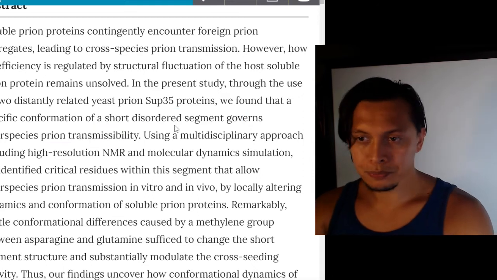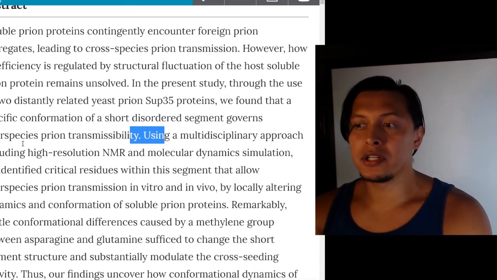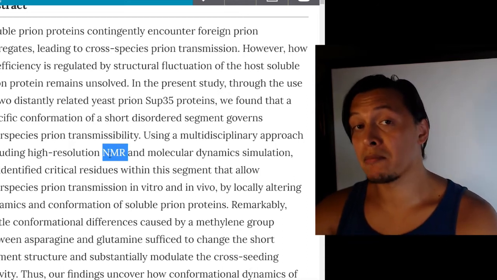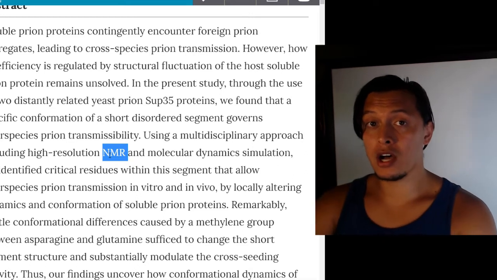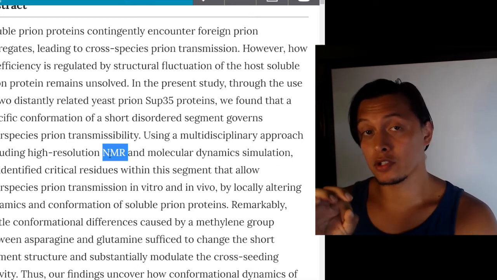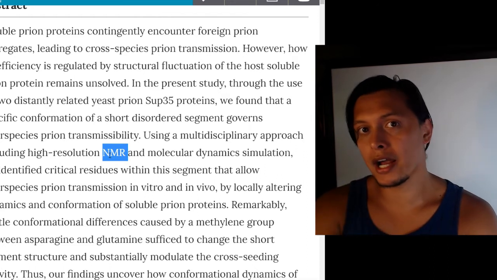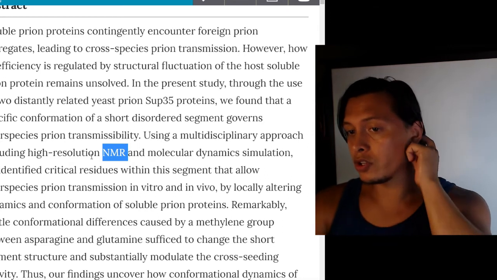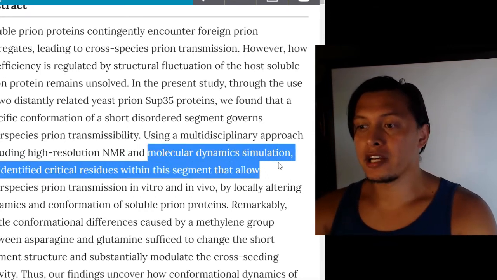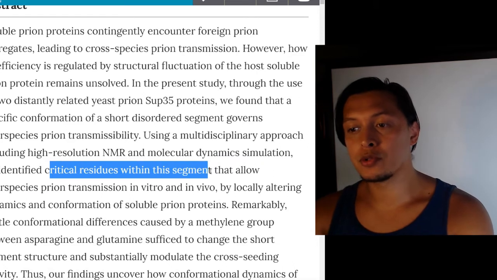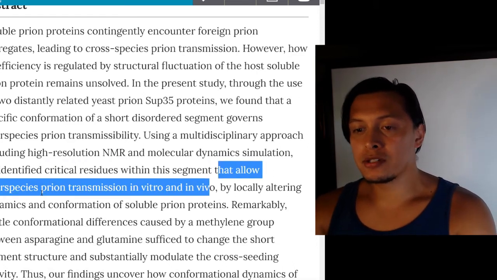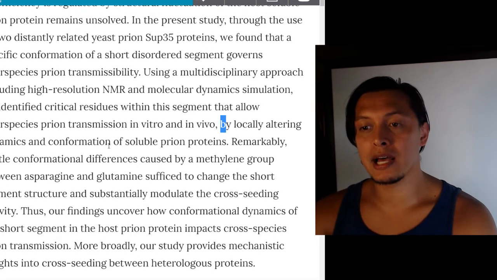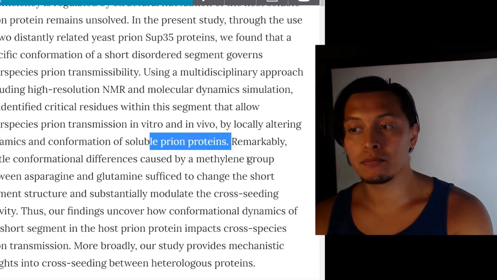So let's continue. Using a multidisciplinary approach, including high resolution NMR, which is basically an MRI for a small solution or a small bit of a solution. And when you do this MRI on the small bit, you can actually get structural information. So they did high resolution NMR and molecular dynamics simulations, and we identified critical residues within this segment that allow interspecies prion transmission in vitro and in vivo. And we did this by locally altering dynamics and conformation of soluble prion proteins.